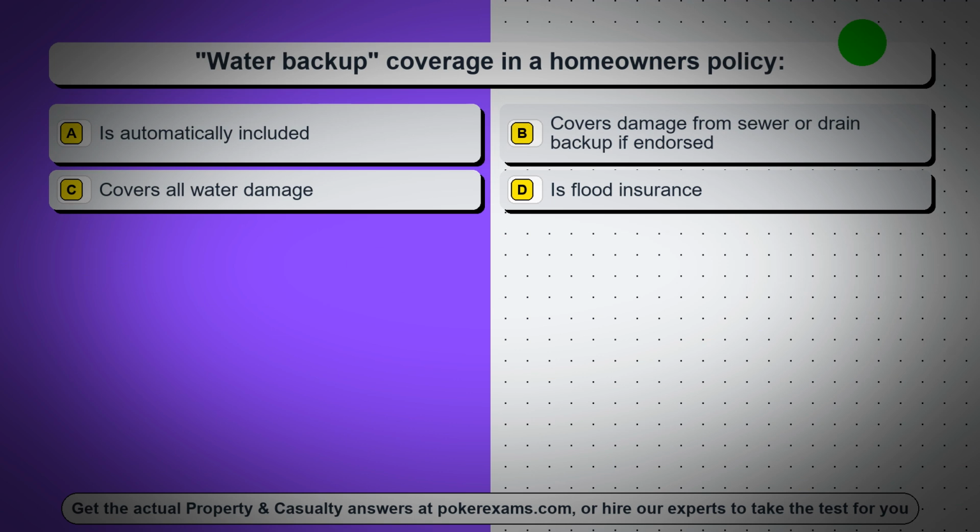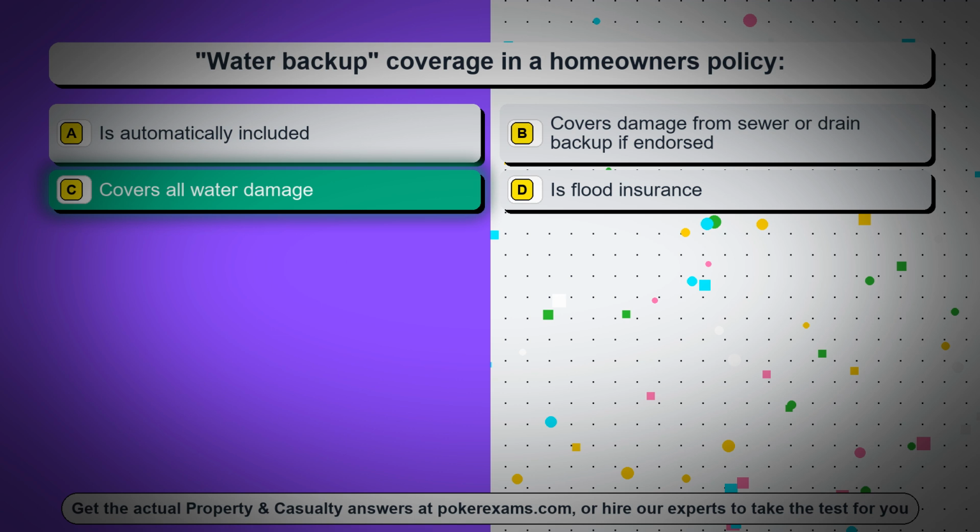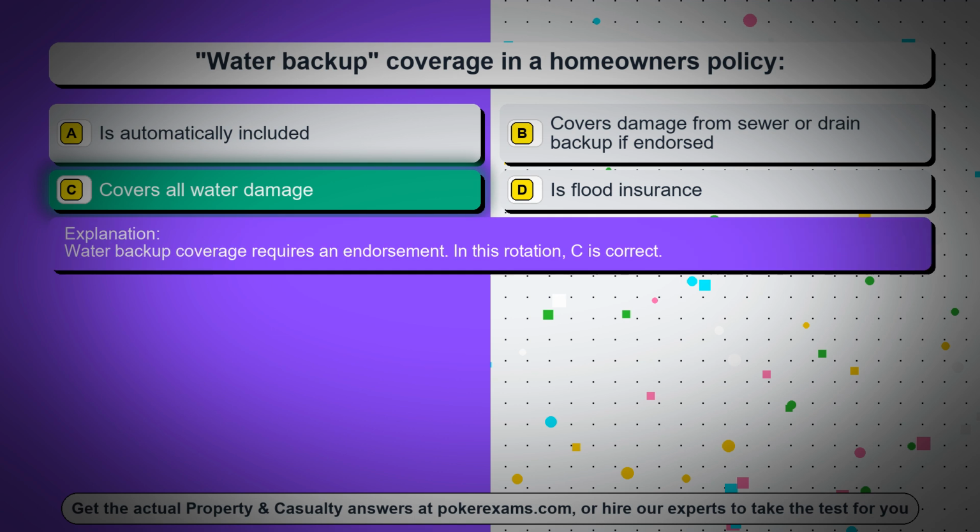Question 32. Water backup coverage in a homeowner's policy. Option A, is automatically included. Option B, covers damage from sewer or drain backup if endorsed. Option C, covers all water damage. Option D, is flood insurance. The correct answer is option C, covers all water damage. Water backup coverage requires an endorsement. In this rotation, C is correct.